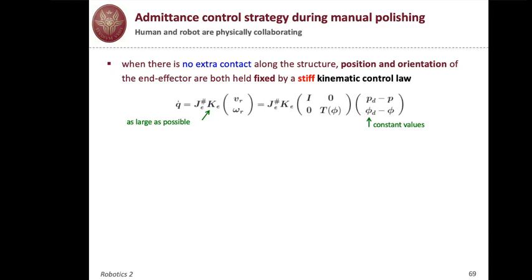So if there is no extra contact being detected, and so the residual is zero, then the robot that is holding the part in front of the human needs to resist to any force. Okay, so it should be a very stiff controller, with a large gain KE, which multiplies the position error and the orientation error, so that the end effector holding the part, despite the presence of forces applied by the human for polishing this part, will stay fixed.